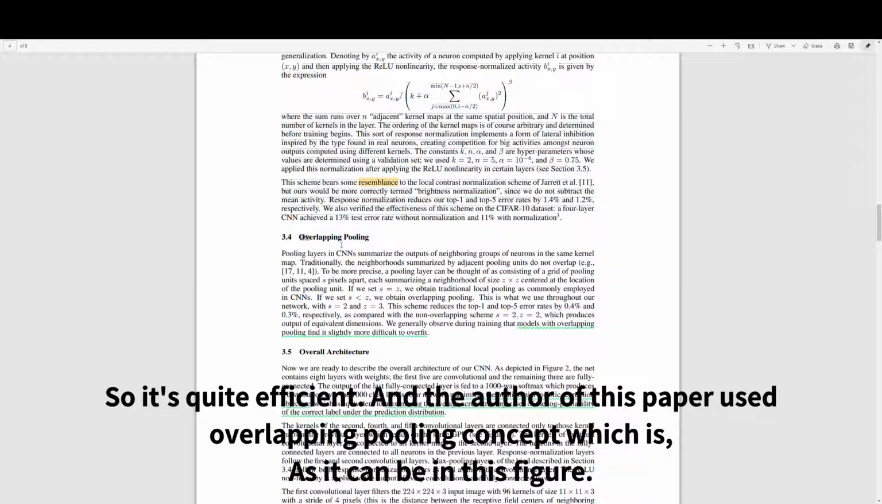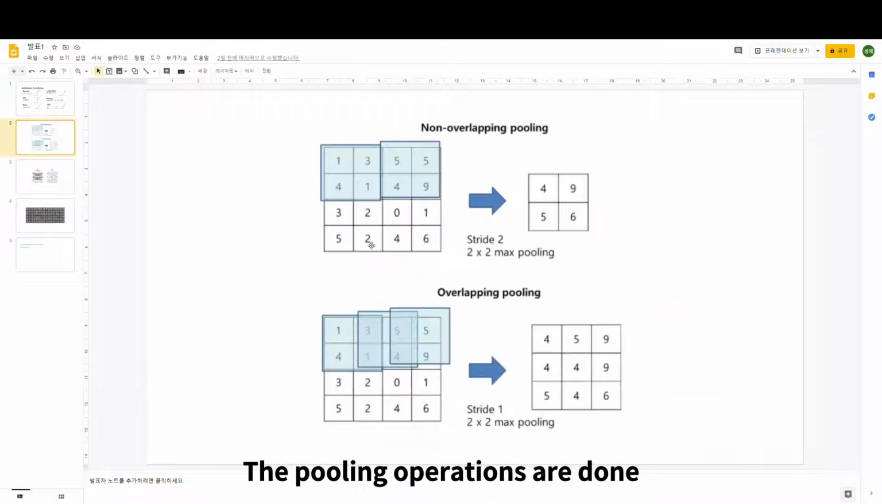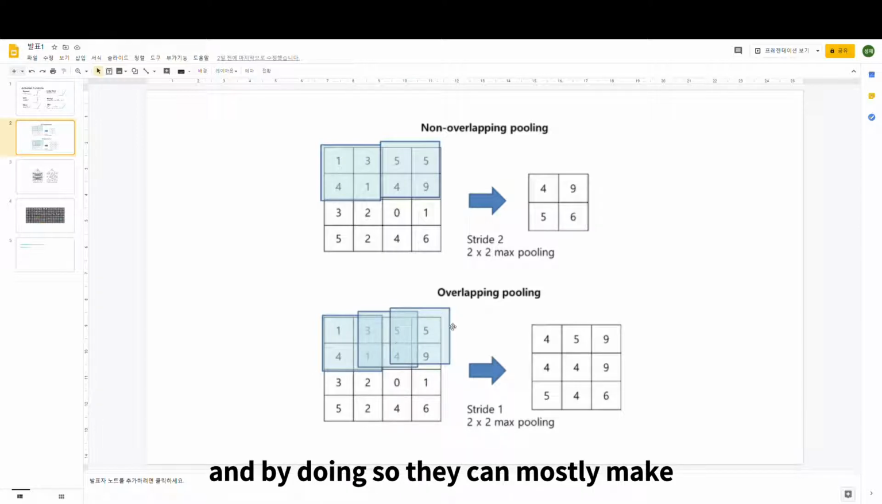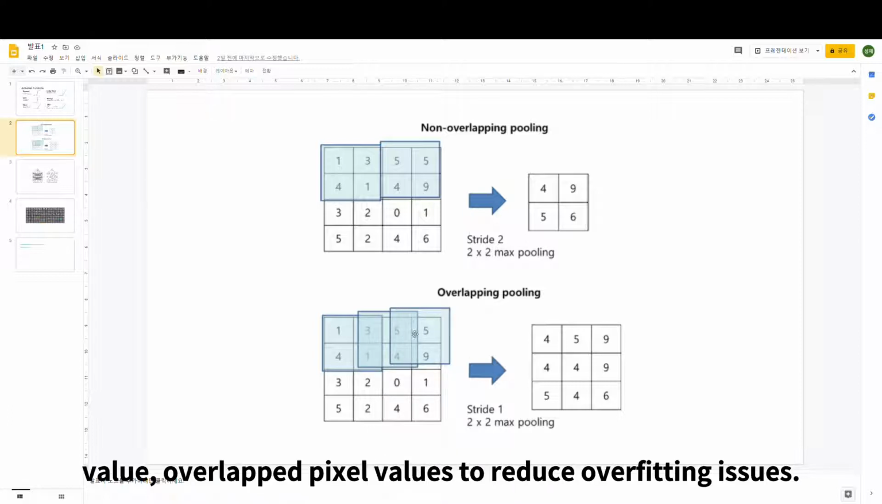And the authors of this paper used the overlapping pooling concept, which, as can be seen in this figure, means the pooling operations are done on overlapped regions, and by doing so they can make use of the overlapped pixel values to reduce overfitting issues.